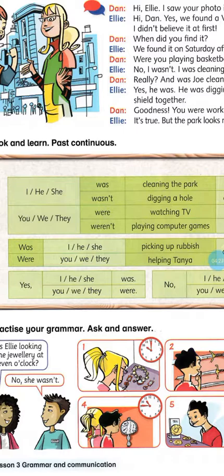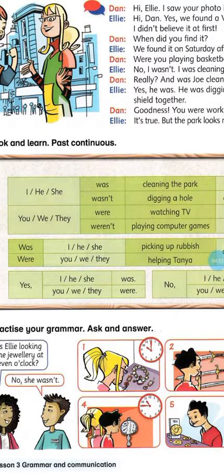Was he picking up rubbish? Was she helping Tanya? Were you helping Tanya? Were they picking up rubbish? Well done.